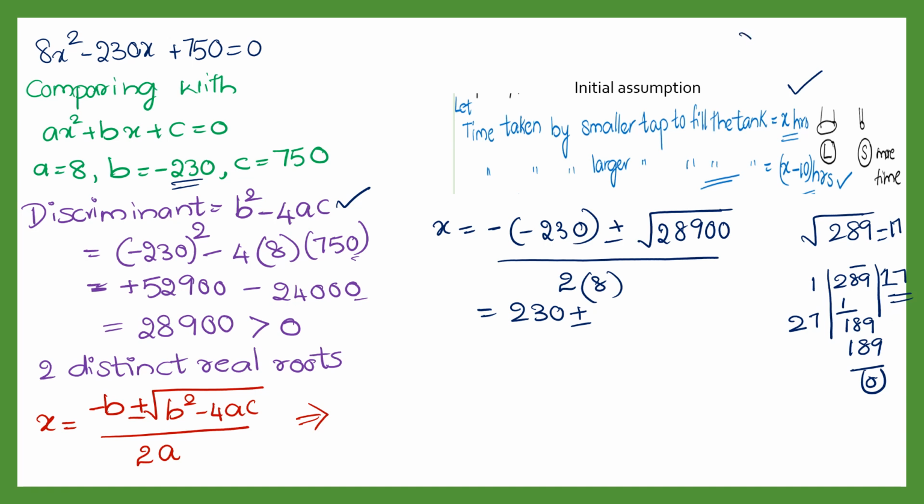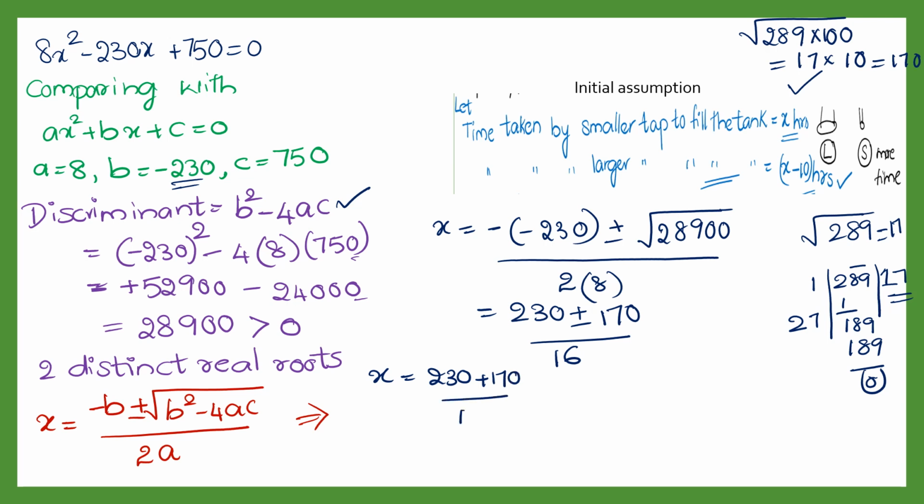Here, 28,900. So 289 into 100. Root 289 is 17. Root 100 is 10. So you get 17 into 10, that is 170. So the square root of 28,900 is 170 by 16. So we got two roots here. One is 230 plus 170 by 16. The other root is 230 minus 170 by 16. 230 plus 170 is 200 plus 100, 300. So 30 plus 70 is 100. So we get 400 by 16.